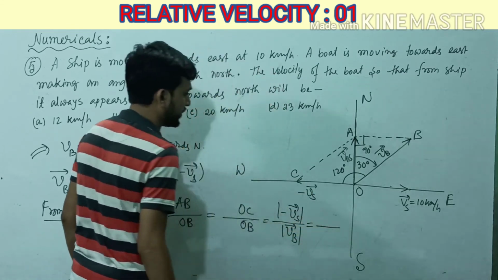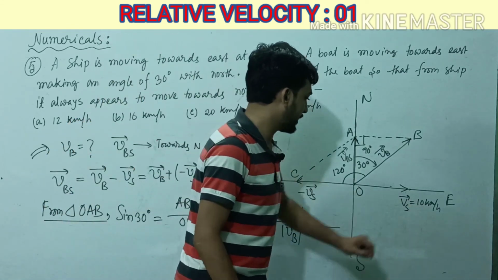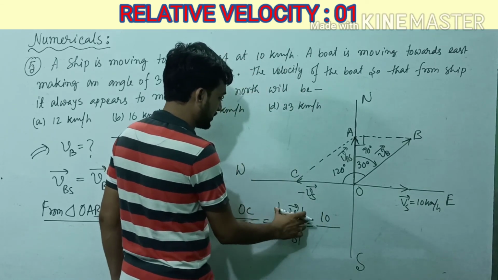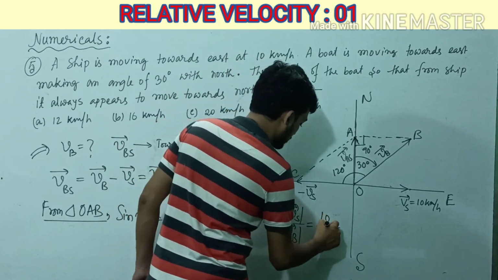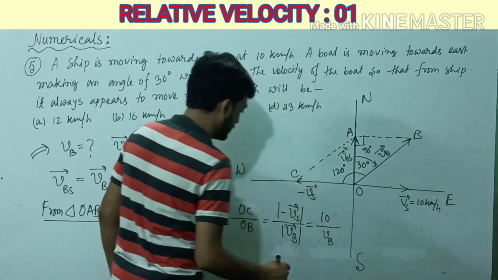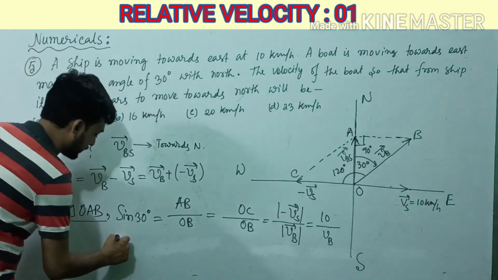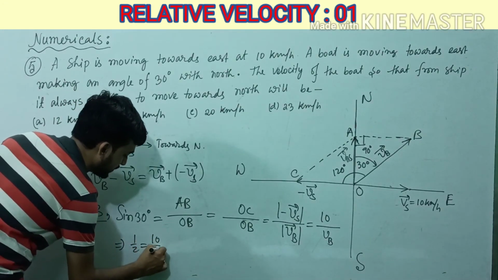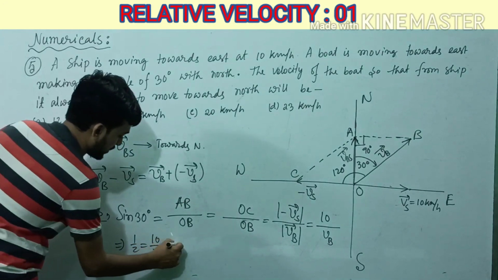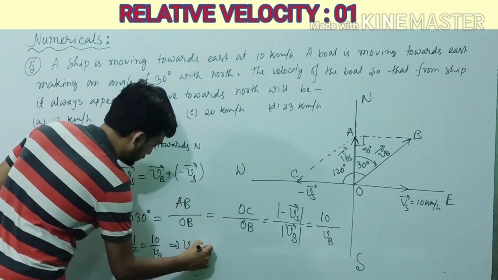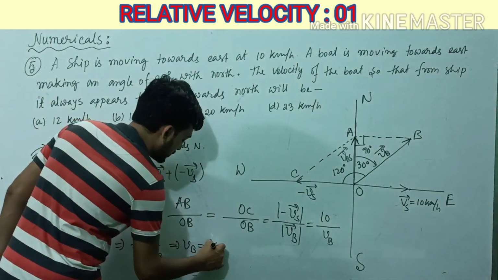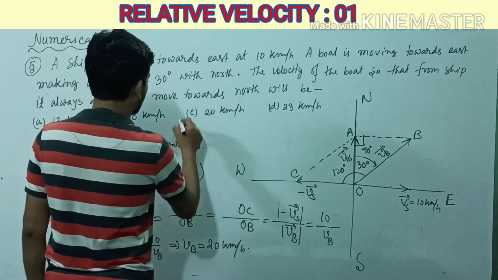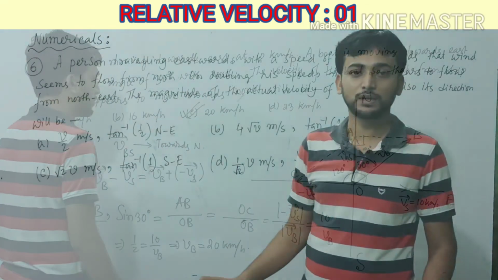VS is given, I think, yes, 10 km per hour. This minus will be plus because this minus is there within mod. And VB we need to find. Sin 30 is half. So half is equal to 10 by VB. Implies VB is equal to 20 km per hour. So our option will be this one, 20 km per hour.